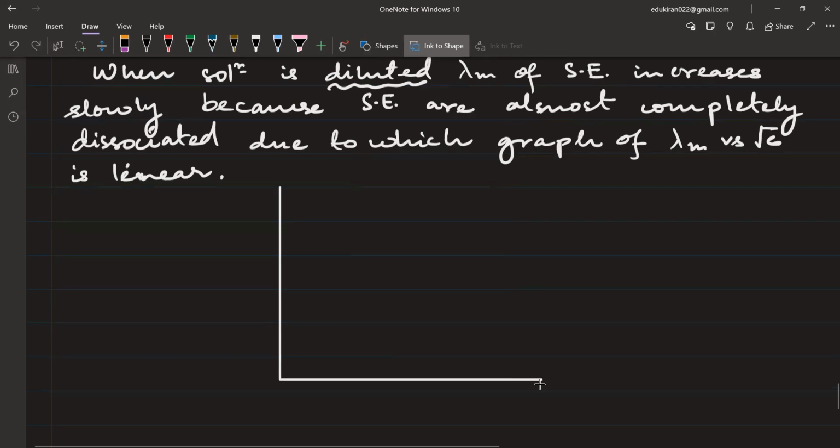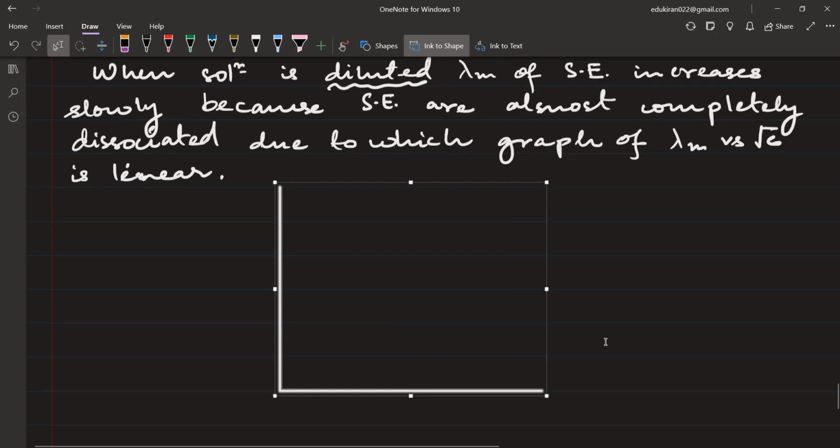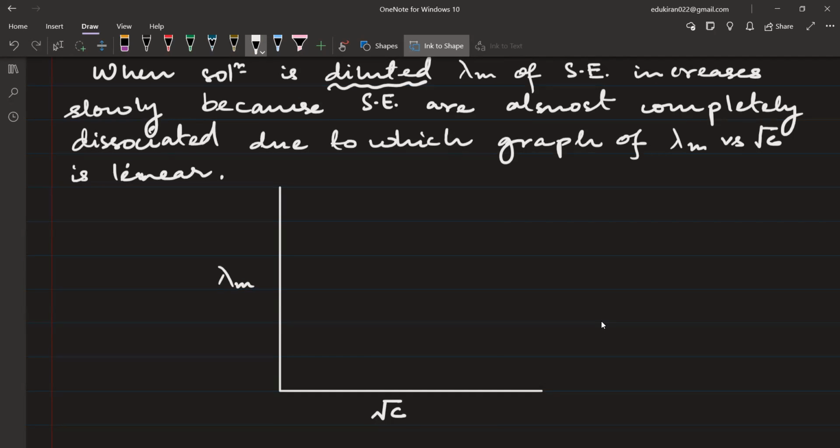I'm saying that because of the graph, we have a habit. If I write the concentration like this, between the root of concentration and lambda m, then we have a habit of reading the graph like this. But in this case, you have to read the graph the other way. We are decreasing the concentration; concentration is going towards 0. We are diluting it.